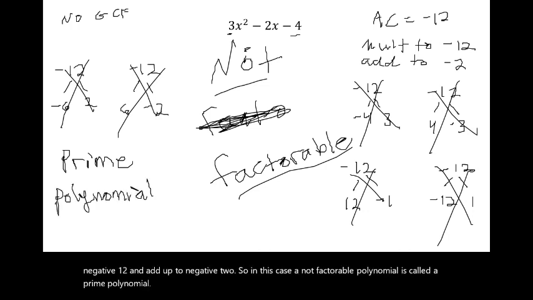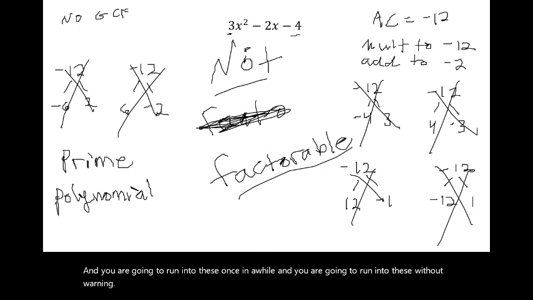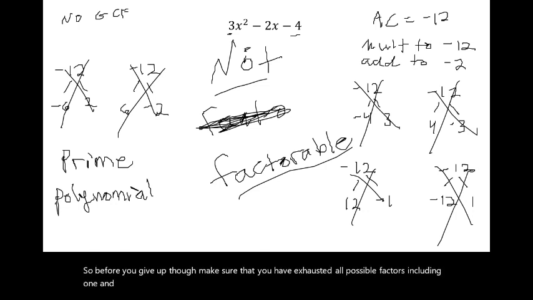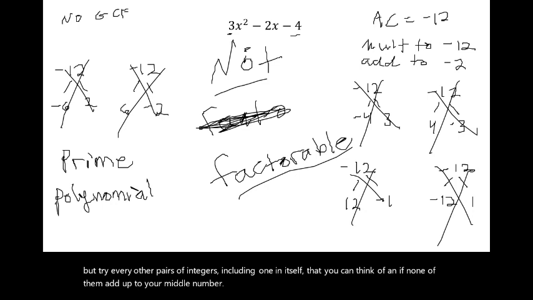And you are going to run into these once in a while, without warning. So before you give up, though, make sure that you have exhausted all possible factors, including 1 and itself. You might want to do that one as a last resort if you can't think of anything else, but try every other pair of integers, including 1 and itself, that you can think of, and if none of them add up to your middle number, it's probably a prime polynomial.